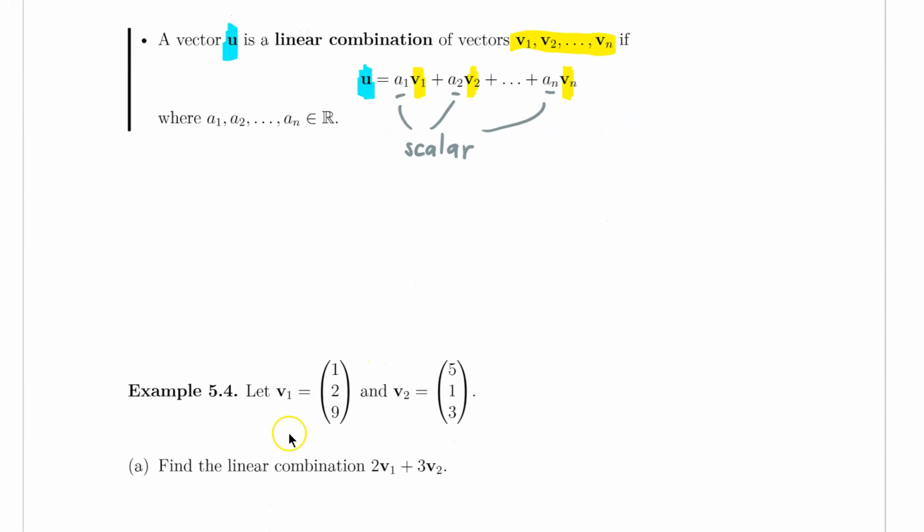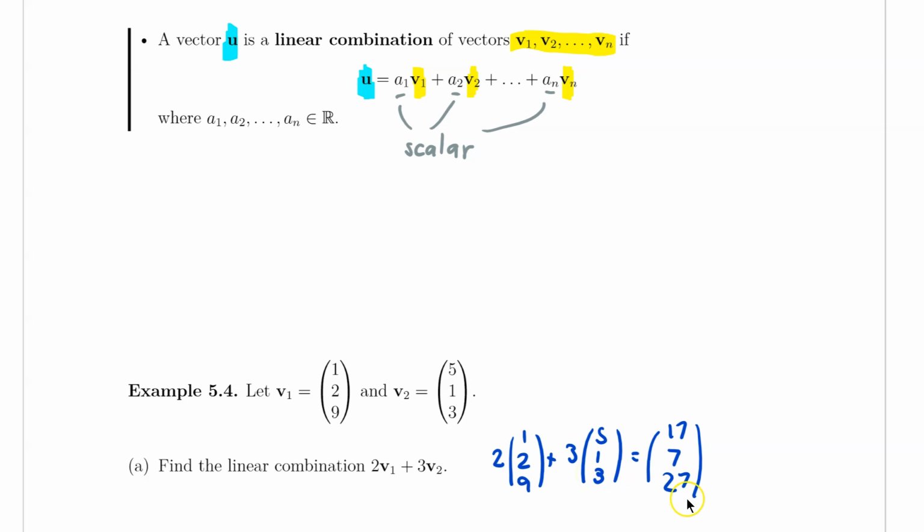Let's say my vectors v1 and v2 are just (1, 2, 9) and (5, 1, 3). If I want to find the linear combination 2 v1 plus 3 v2, well, this should be pretty simple. It's just going to be 2 times v1, which is (1, 2, 9), plus 3 times v2, which is (5, 1, 3). And I can compute this right away. The first entry is going to be 2 plus 15, which is 17. The second entry is going to be 4 plus 3, which is 7. And the last entry is going to be 18 plus 9, so that's 27.